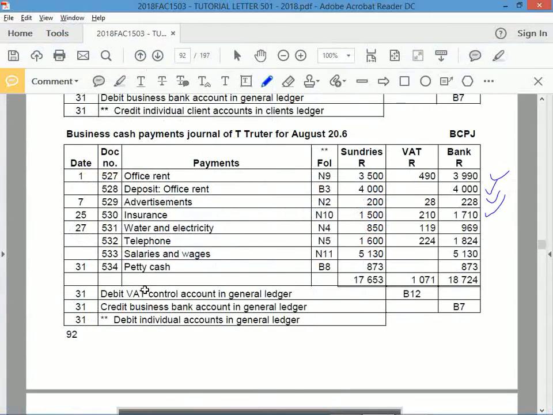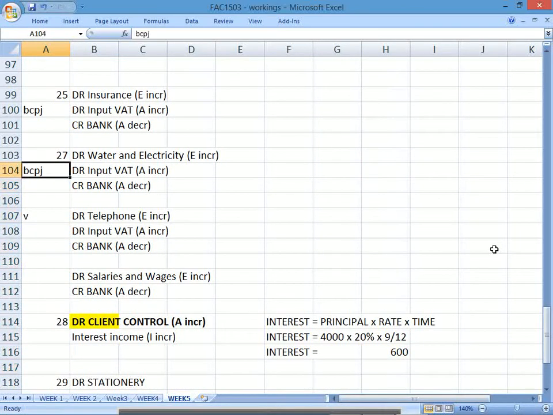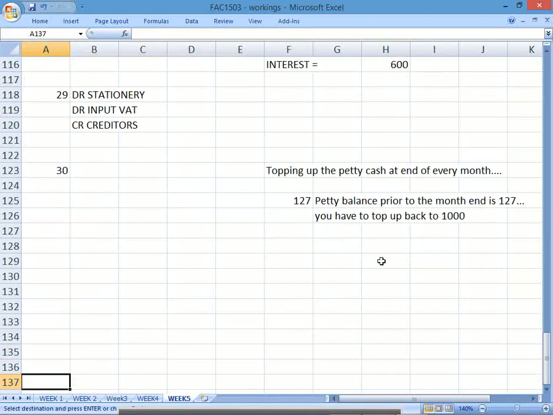Right, so 27, there were two. Well, three, and the wages. Yeah, we've got all of them. Okay, so everything was fine there. We've got all of that. Okay, the petty cash was 873. Is that the difference? Let's check. 1,000 minus 127 is 873. Yes, that's correct. Okay, so 873, this is the top up. Okay, so all the workings are correct.